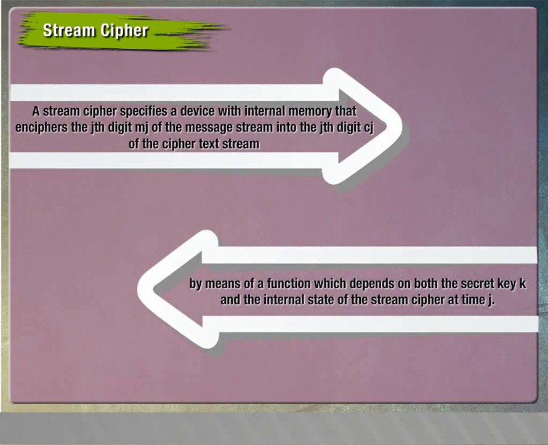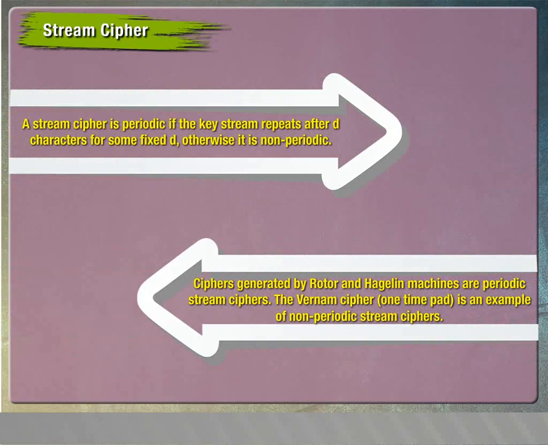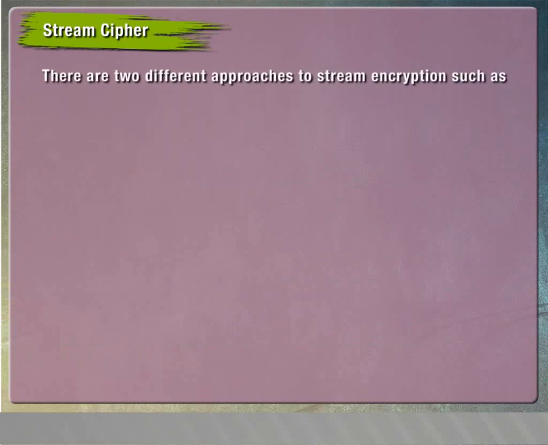A stream cipher specifies a device with internal memory that enciphers the jth digit mj of the message stream into the jth digit cj of the ciphertext stream by means of a function which depends on both the secret key k and the internal state of the stream cipher at time j. A stream cipher is periodic if the key stream repeats after d characters for some fixed d, otherwise it is non-periodic. Ciphers generated by Rotor and Hagelin machines are periodic stream ciphers. The Vernam cipher, that is one-time pad, is an example of non-periodic stream ciphers. There are two different approaches to stream encryption: the synchronous method and the asynchronous method.